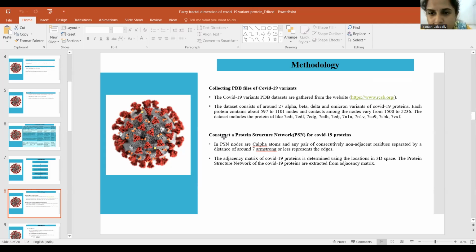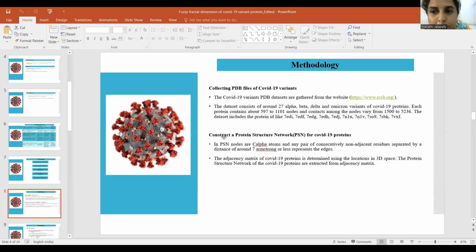7EDG, and so on. After collecting the PDB files, we constructed the protein structure network for the COVID-19 proteins. In order to construct the protein structure network, firstly, we extracted the C alpha atoms from the PDB files, their XYZ coordinates. The XYZ coordinates represent the arrangement of atoms in 3D space. Here we considered the C alpha atoms because it is the center point for the backbone of every amino acid present in the protein.